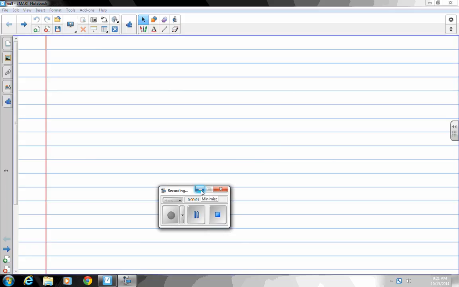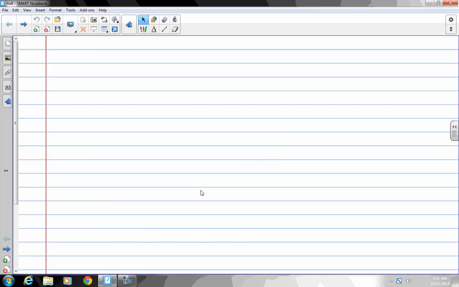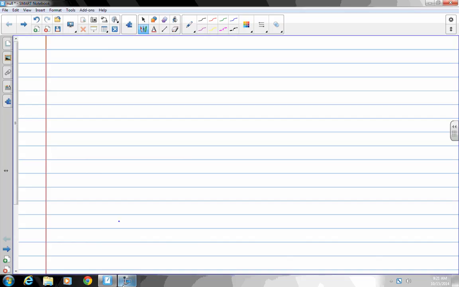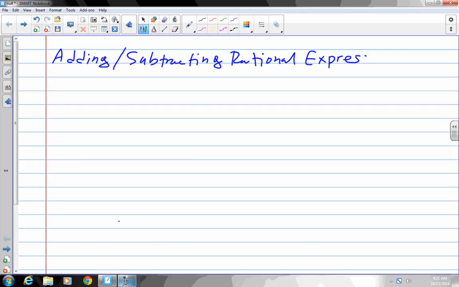Section 6.2, adding and subtracting rational expressions. I want to do a few more examples. That stuff is somewhat tricky. So still adding, subtracting rational expressions, Chapter 6. Basically, we're kind of floating around these two sections right now. So just a recap of what we've been doing, a few examples.